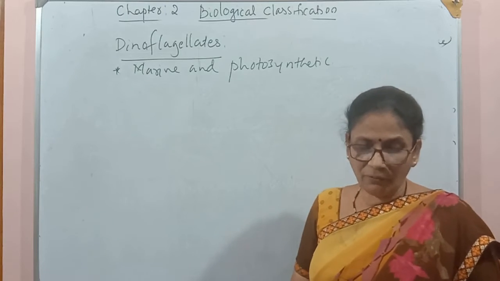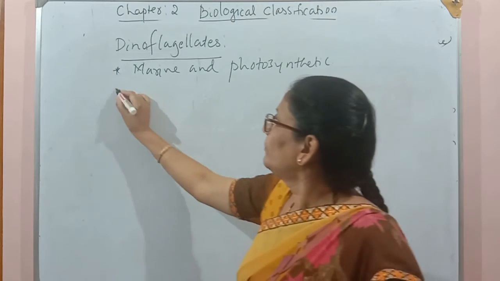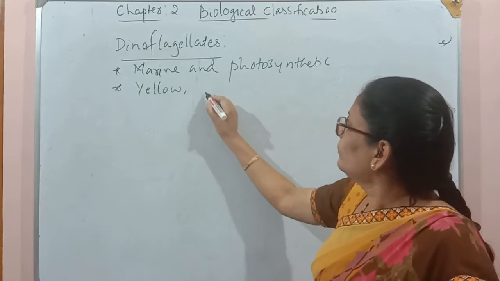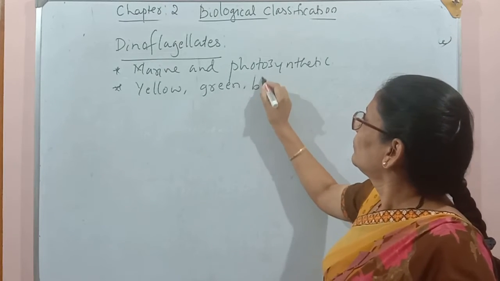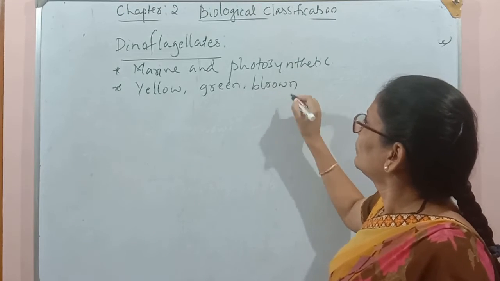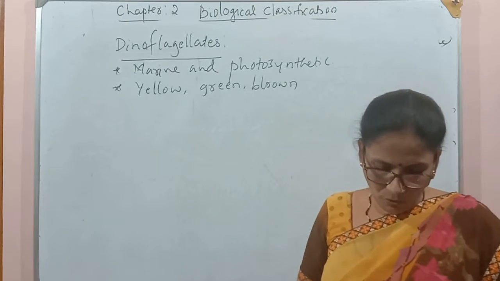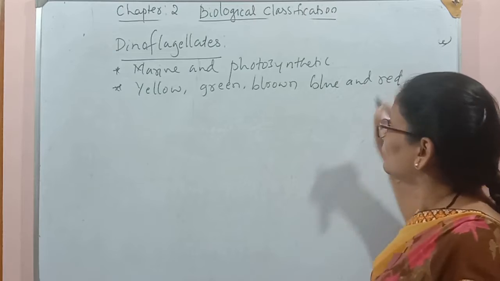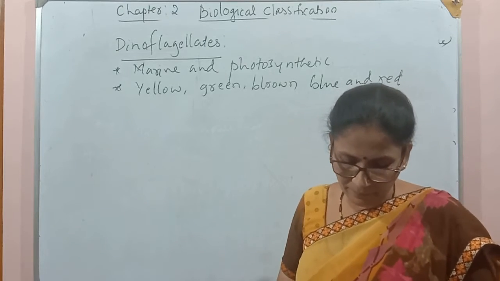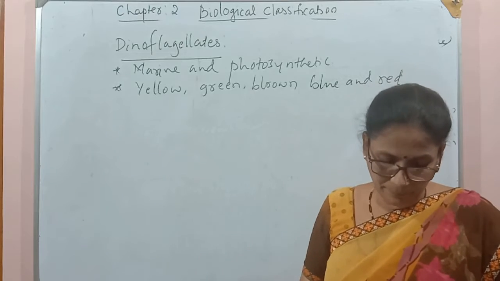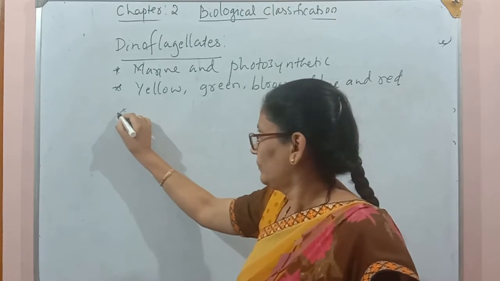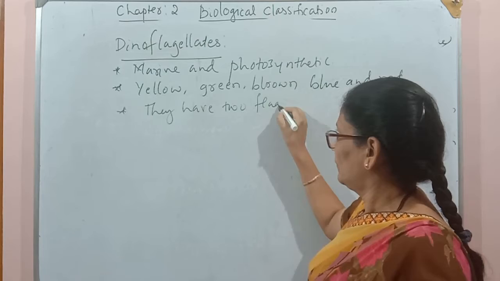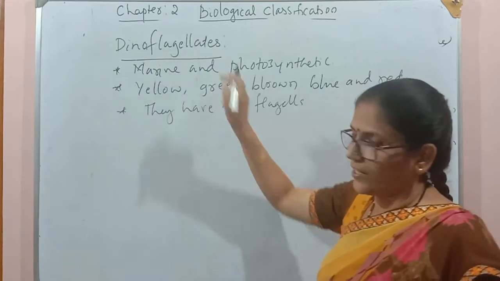Dinoflagellates appear in 5 different colors. They may be yellow, green, brown, blue or red, based on the pigments present in them. They have 2 flagella. That's why they are called dinoflagellates.